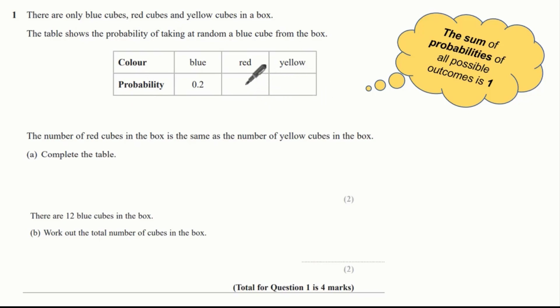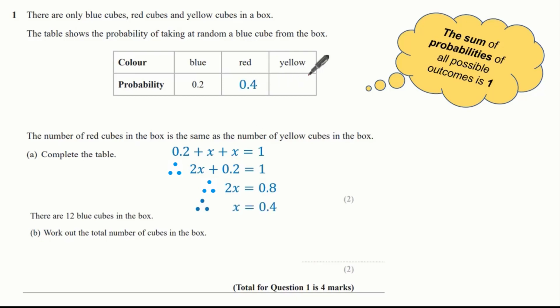Given that we know red and yellow are the same, I'm going to label each one as x, and I'm going to sum them up to equal 1. Simplifying gives me 2x plus 0.2 is 1. And now I know 2x must be 0.8. So the probability of red is 0.4 and yellow is 0.4. Just as a double check, we can sum them up and we know it equals 1.